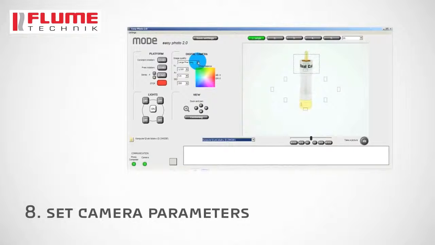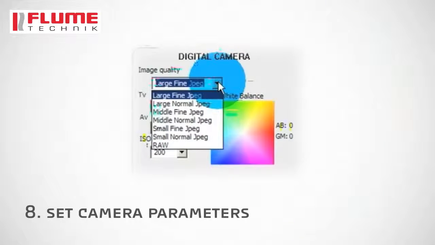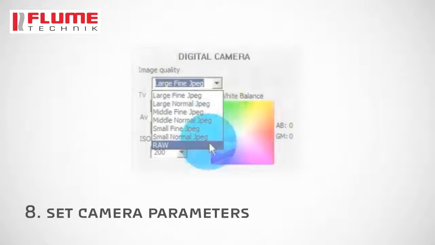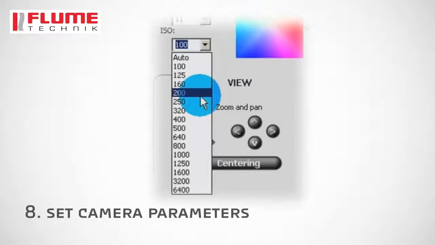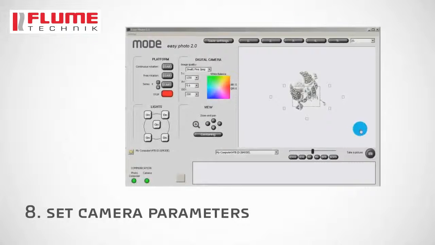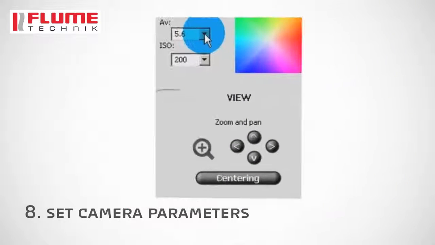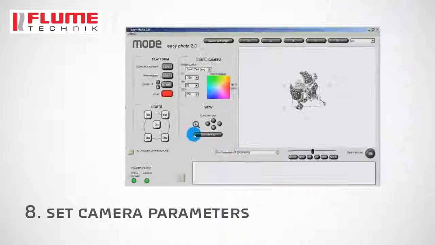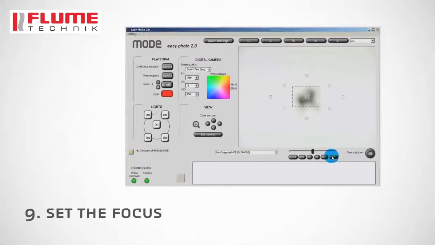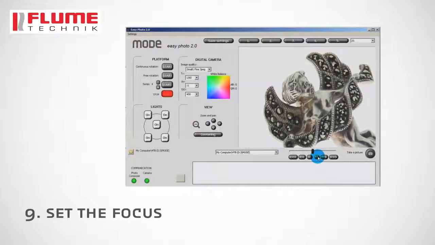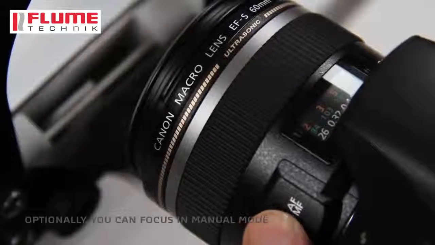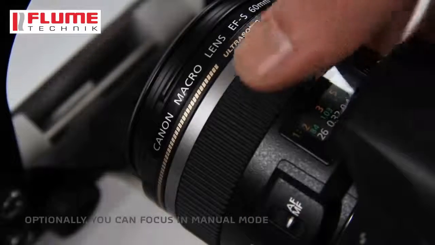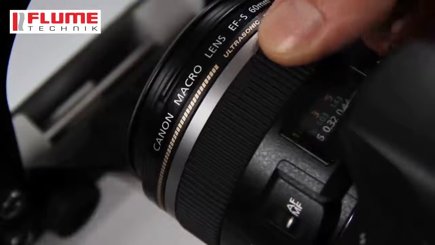Set all required camera parameters, image quality depending on application, ISO sensitivity, and exposure parameters. Set the focus. Use focus buttons in connection with the zoom button. Manual focusing is allowed. Set the lens trigger to manual and focus by turning the lens focus ring.